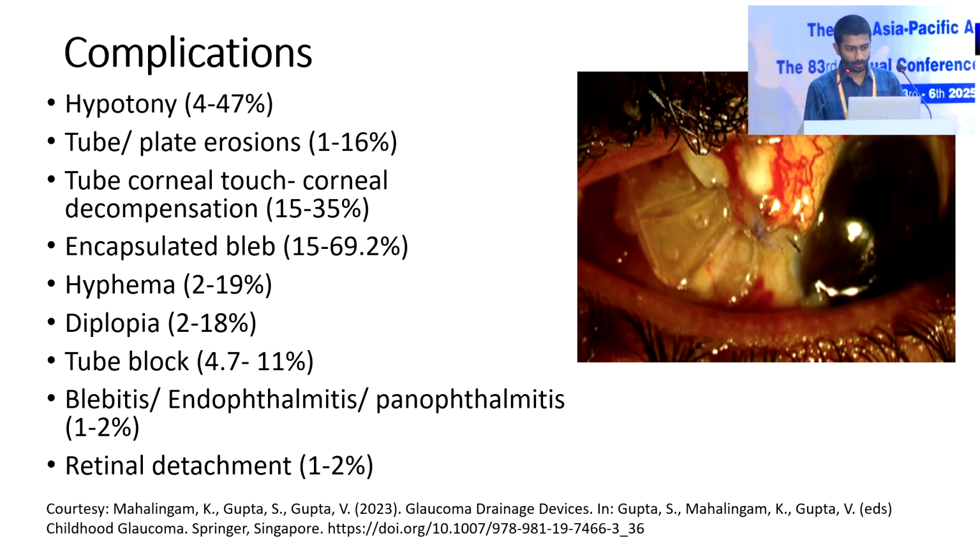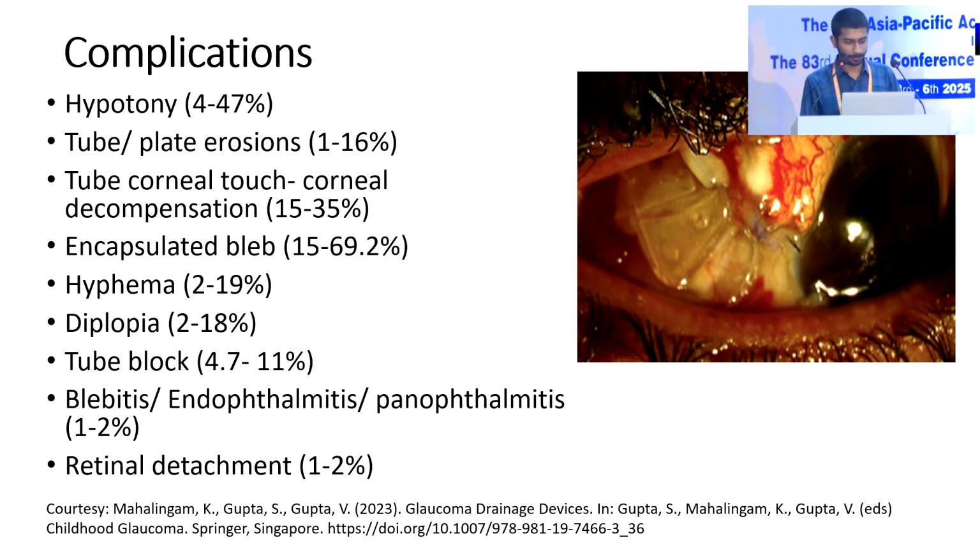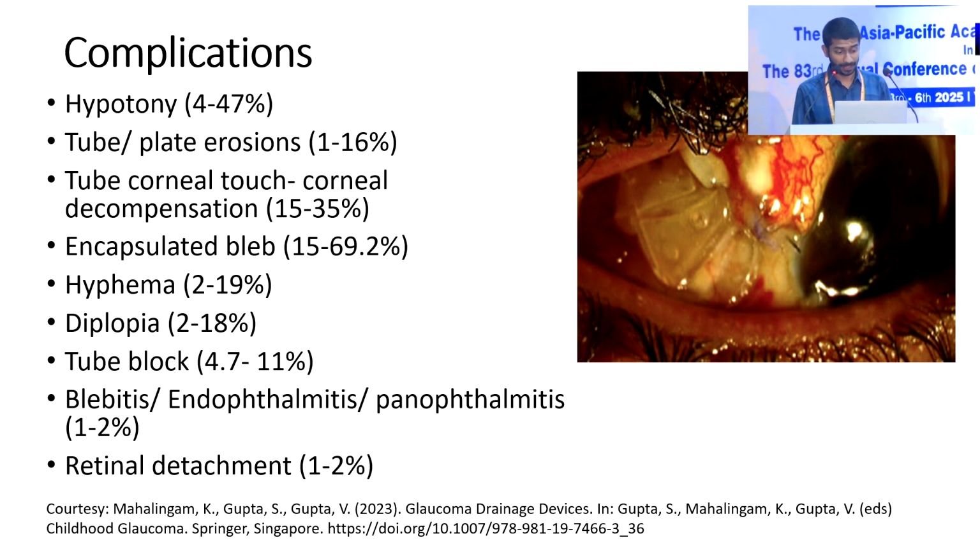So coming on to complications, what complications can we face while using glaucoma drainage devices? In up to 50% of the cases, we can expect hypotony. Then in up to 16% of the cases, we can expect tube or plate erosions. Tube corneal touch and corneal decompensation can occur in 15 to 35% of the cases. Encapsulated bleb can occur in 15 to 70% of the cases. Hyphema can occur in up to 20% of the cases. Then other things like diplopia and tube lock can occur. Rarely we can see blebitis, endophthalmitis, panophthalmitis, and even retinal detachment.